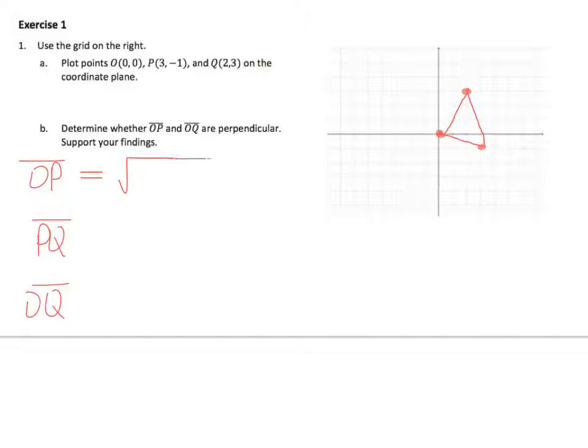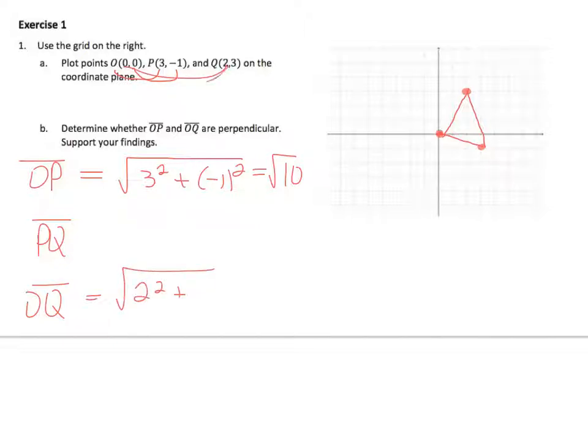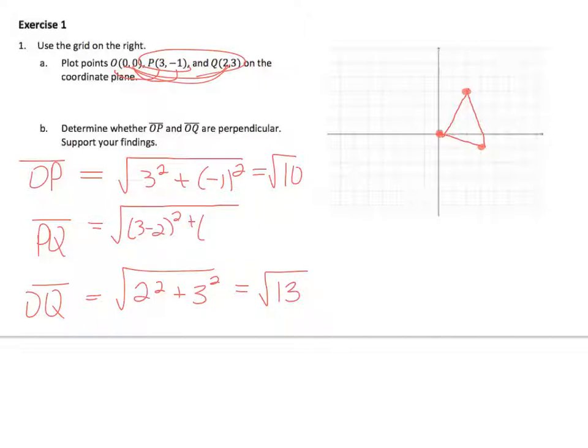Let's see, I get OP. 3 minus 0 is 3. Negative 1 minus 0 is negative 1. 9 plus 1 is 10, so the square root of 10. Let's do OQ because that should be an easy one too. 2 minus 0 is 2. 3 minus 0 is 3. So I get 4 plus 9 is 13. And then PQ, not quite as easy. These numbers up here. So 3 minus 2 plus negative 1 minus 3. Let's see, 3 minus 2 is 1, negative 1 minus 3 is negative 4. So 17. There we go.